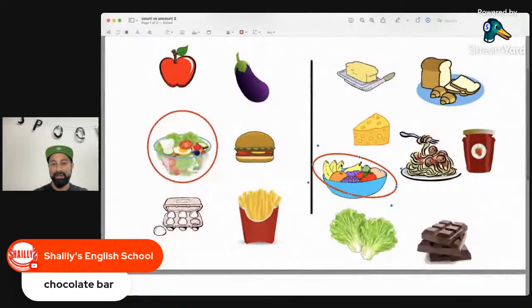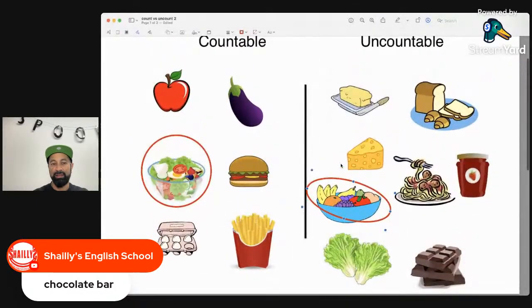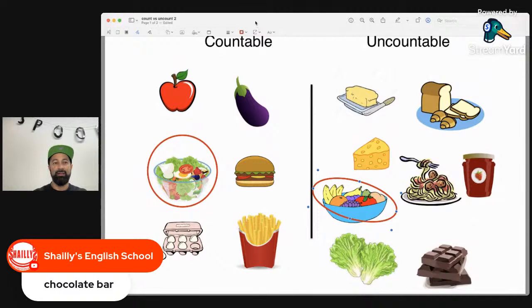Okay, I'll make that smaller again so everybody can see. Make sure you come back to this and review these countable and uncountable nouns. You can also take a photo or a screenshot of this so you can reference it at another time.